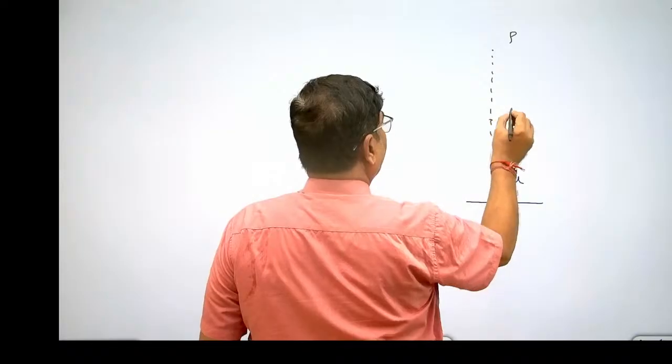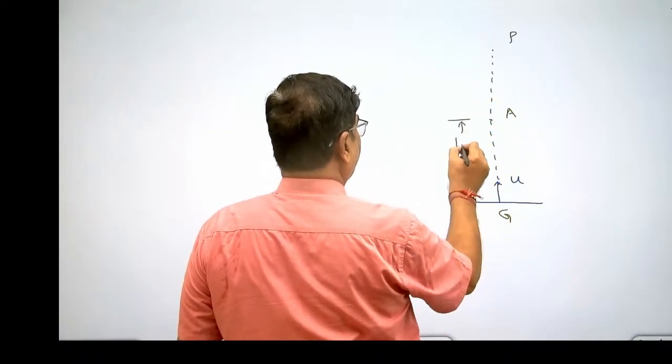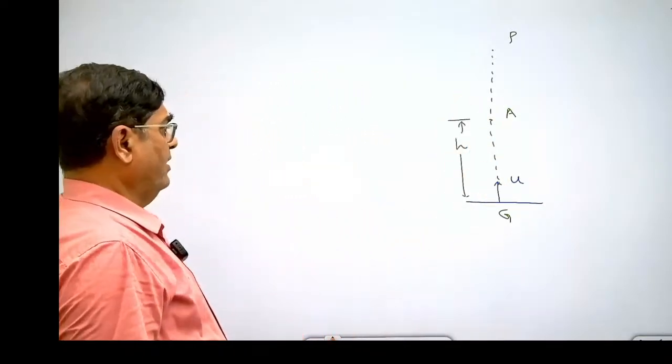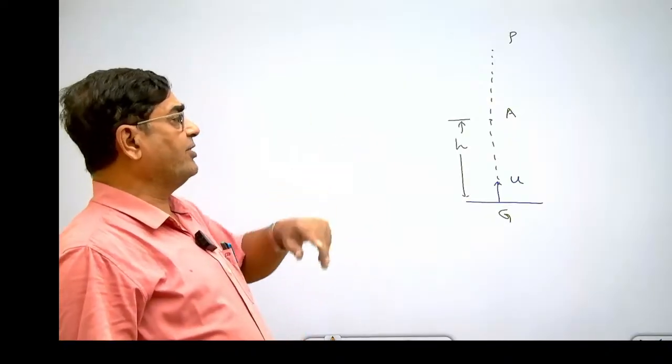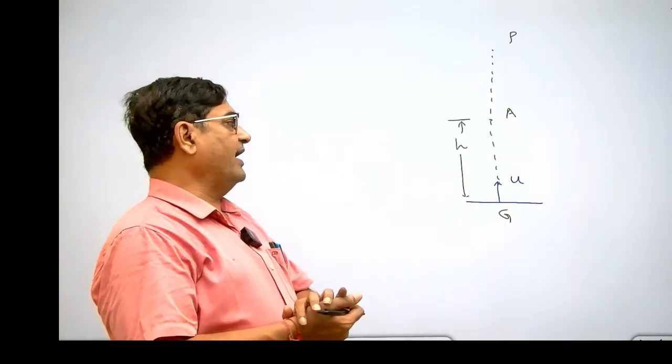Dear student, let us assume this is point A somewhere at height h. Not necessarily at the midpoint, this is some height H. The particle will be at this point two times, during upward journey and during downward journey. Now we are writing the general equation for height h.